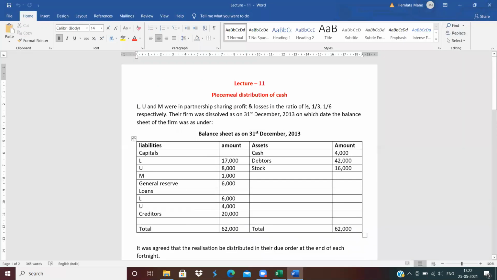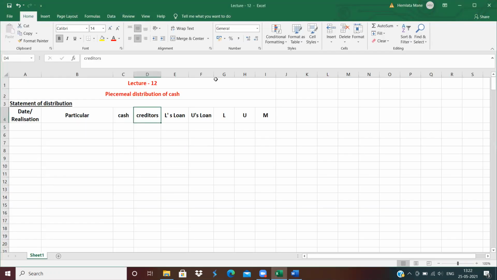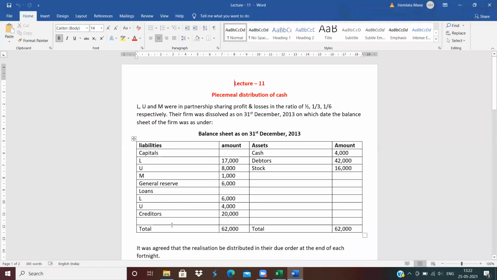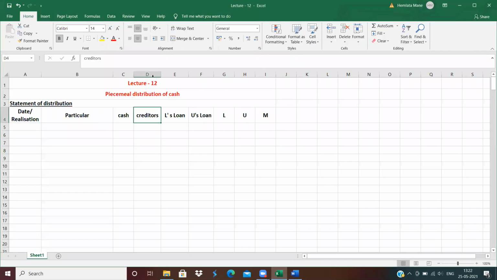Next liability, general reserve. General reserve is already added in the capital balance, so there is no need to prepare a column of general reserve. Then loan, so we prepare the column of loan, L's loan and M's loan. And then creditors, so we prepare the column of creditors also. We prepare the column of capital later. Why? Because in the last we will pay the balance of capital.